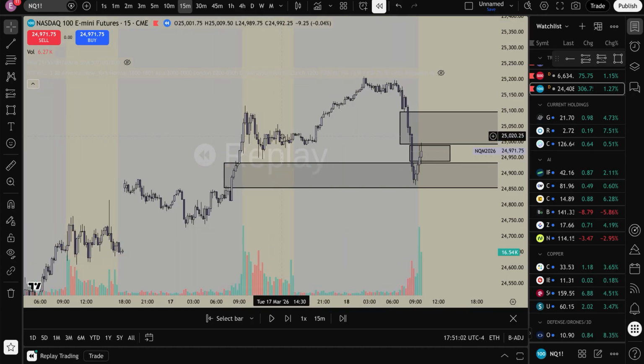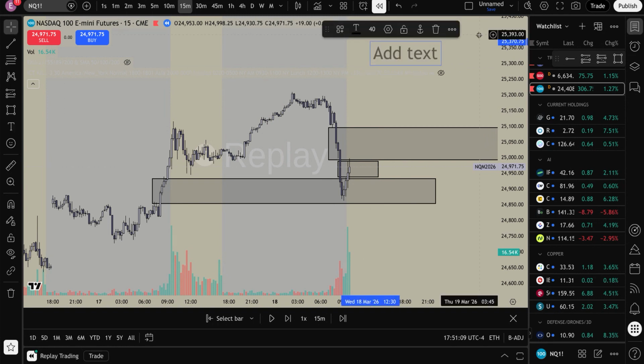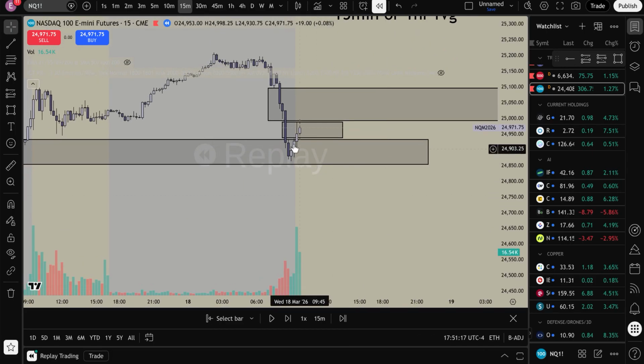So my first rule is that either a 15-minute or a 1 hour fair value gap has to get hit in order for me to take a trade. As you can see here, that happened. This 15-minute fair value gap got hit along with this 1 hour.